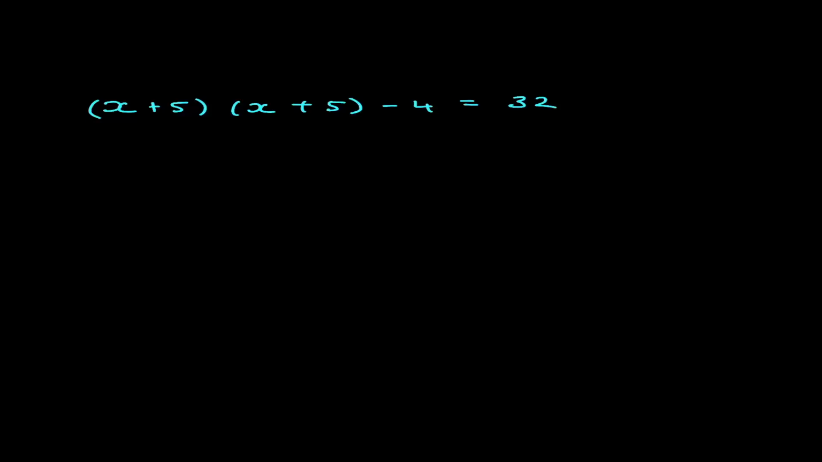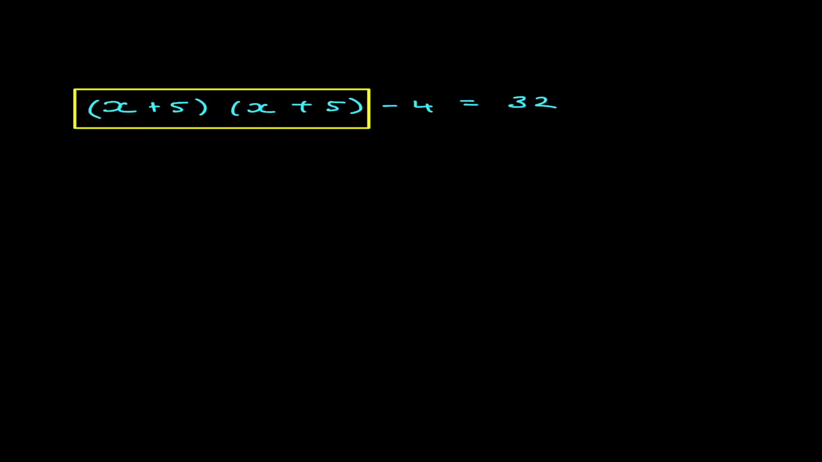Okay, let's try this question together. So we've got (x + 5)(x + 5) - 4 = 32. So let's try to solve this. Our first step in order to solve this is to work out what this is. We have to work with our brackets.